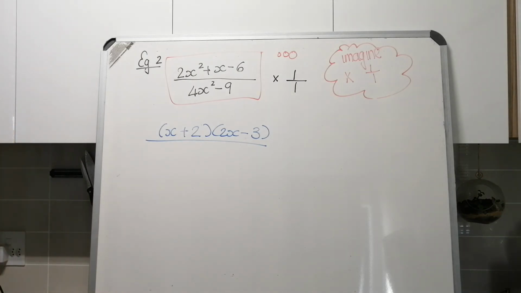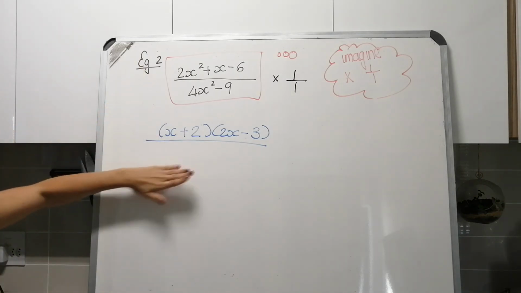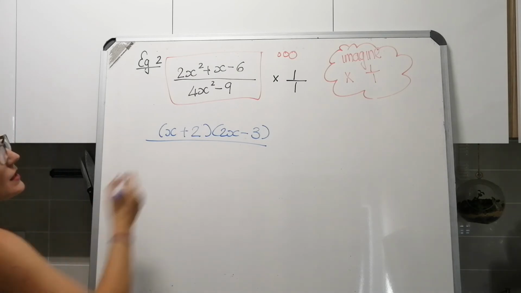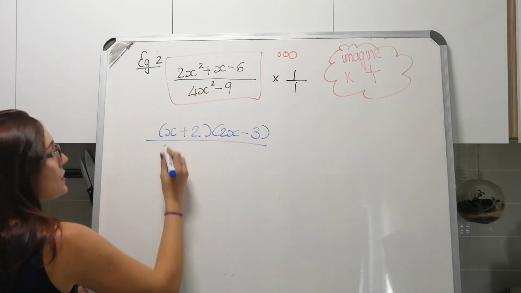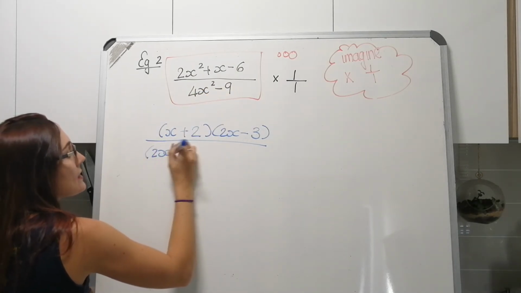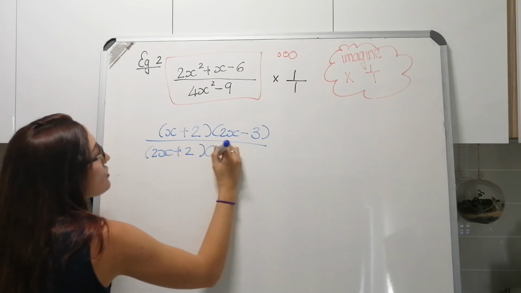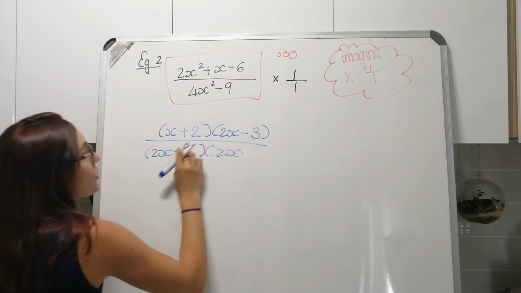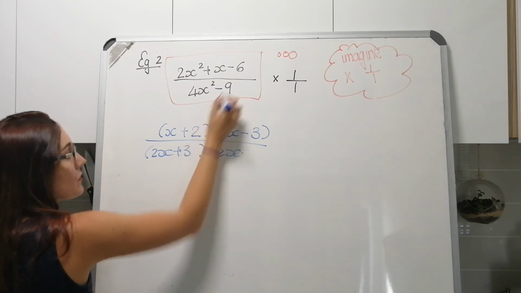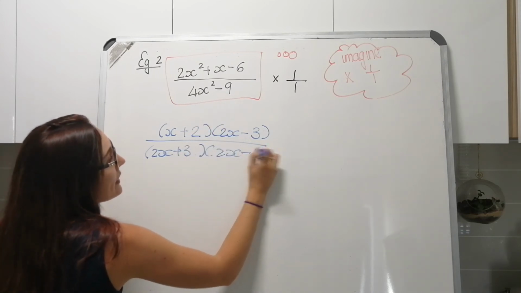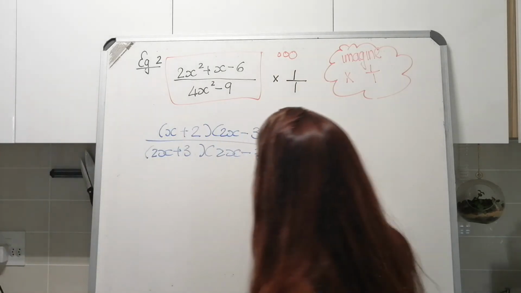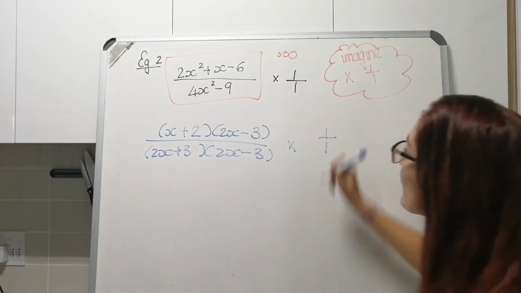X plus 2, 2x minus 3. And at the bottom, well, oopsie, at the bottom, this is a difference of squares. So we'll have 2x plus 3, the square root of 9 is 3, 2x minus 3, and then our last fraction was already one term over one term.